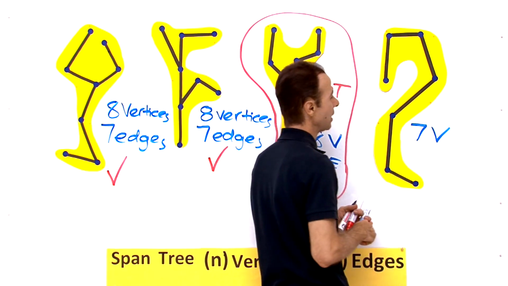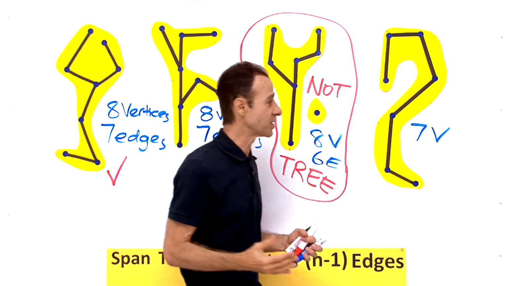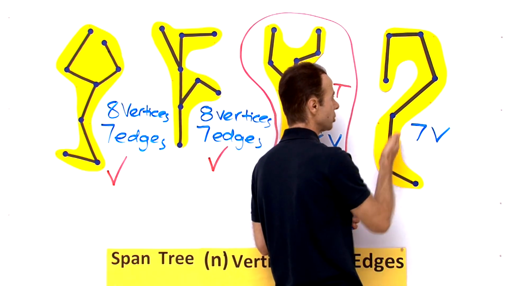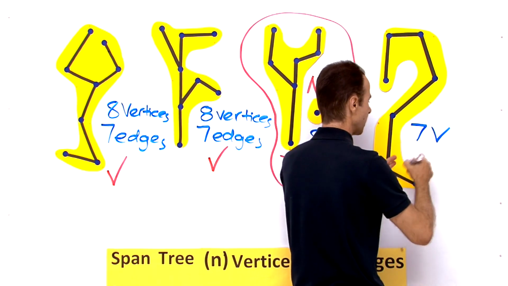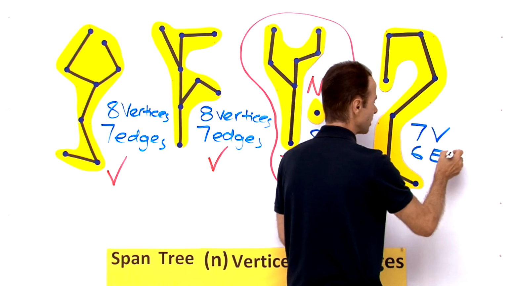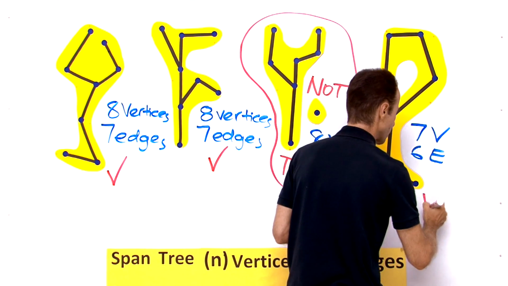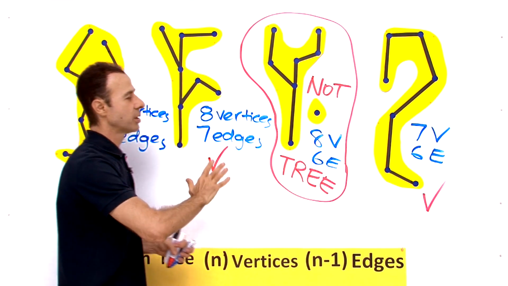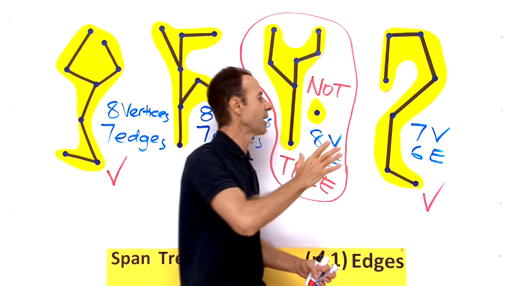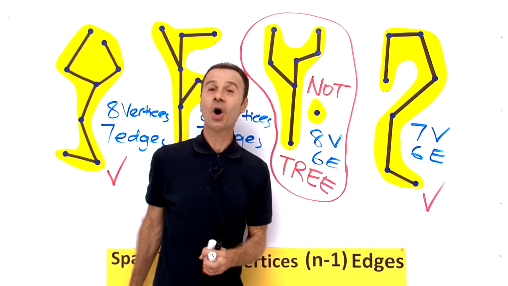7 vertices. Let's count the edges. There should be 6 if this is going to be a tree. 1, 2, 3, 4, 5, 6. Yes, we have 6 edges. E for edges. So yes, that is a spanning tree. So again, that's a spanning tree, that's a spanning tree, that's not a spanning tree, and that's a spanning tree. Hope that helps.